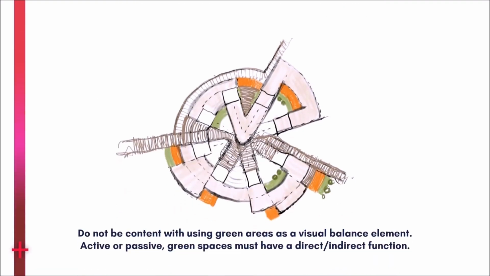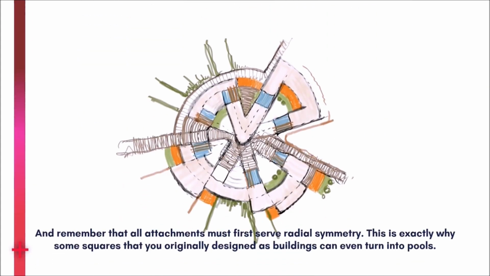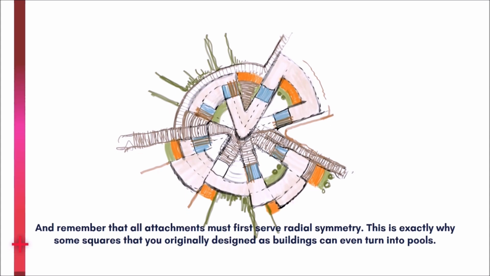Do not be content with using green areas as a visual balance element. Active or passive, green spaces must have a direct/indirect function. And remember that all attachments must first serve radial symmetry. This is exactly why some squares that you originally designed as buildings can even turn into pools. Now watch the sketching video and practice.